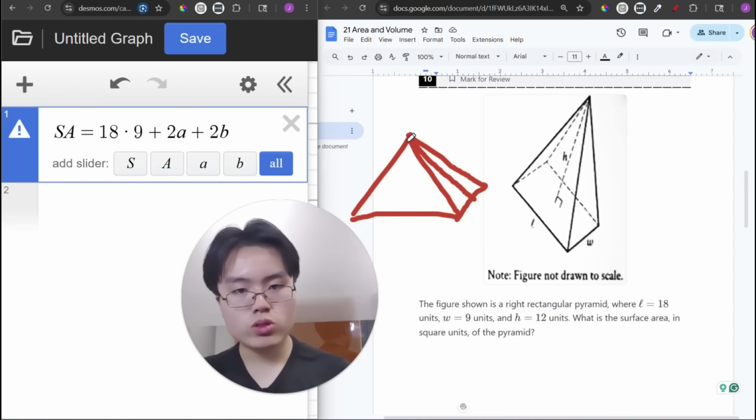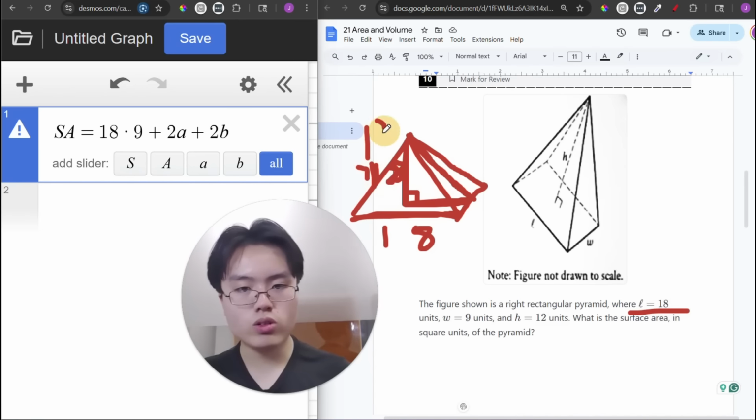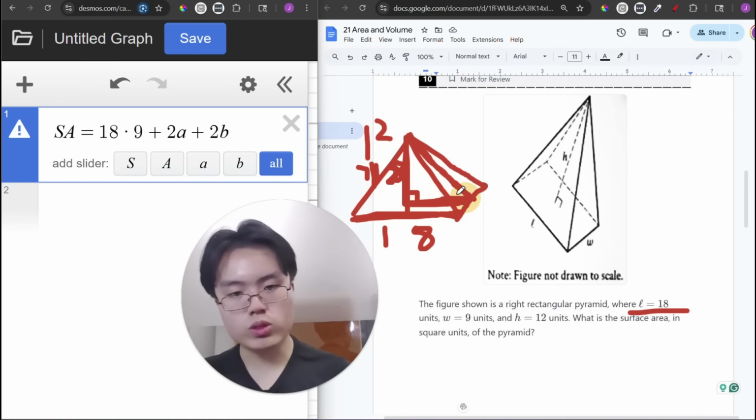We can remember there's a right angle here. There's actually a right triangle right there, and the slant height is the hypotenuse of that right triangle. So we know the height of this pyramid. Sorry, this isn't 18. This is 12, my bad. The height is 12, and then the length is 18, so half of that, this leg of the right triangle, is 9.